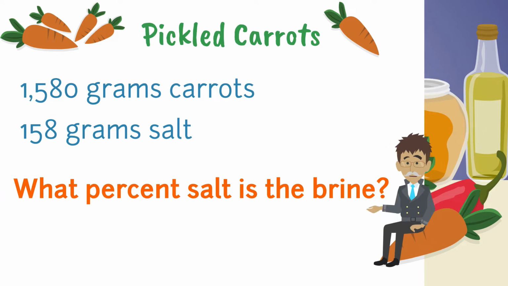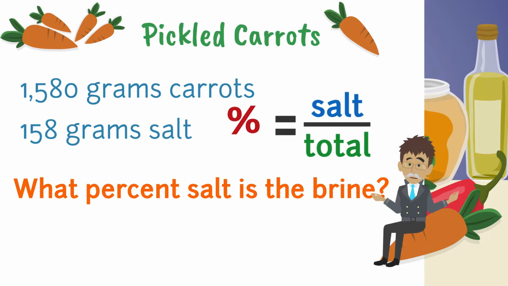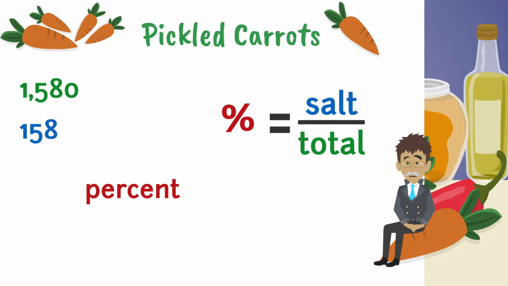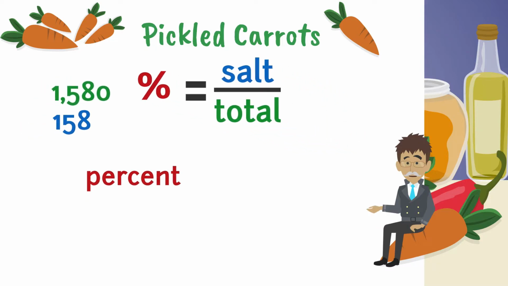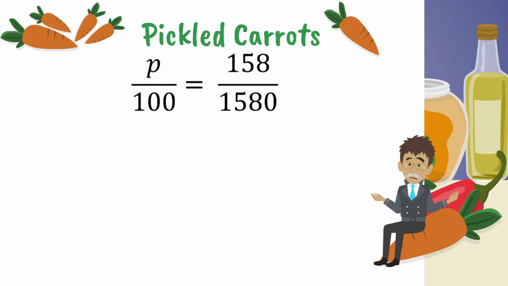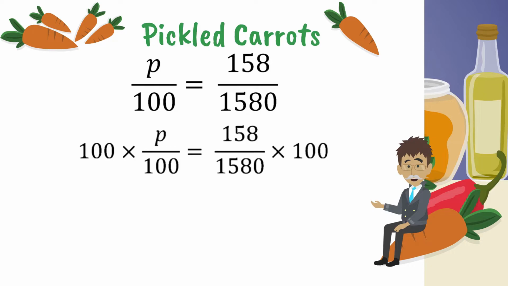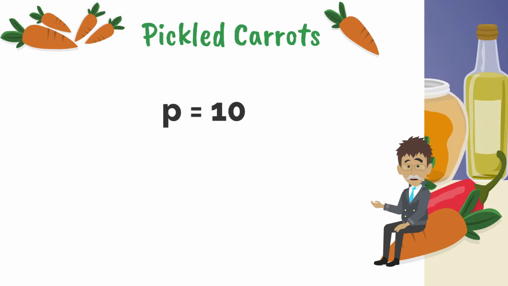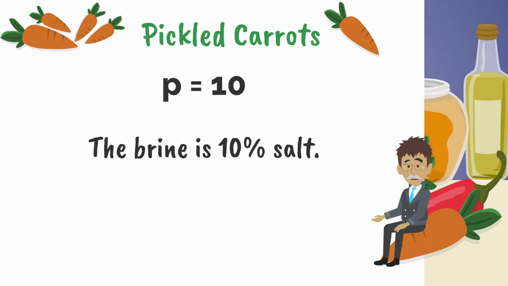We know that a percentage represents a part-whole relationship. I will substitute the problem's information into an equation to express the situation. The equation P over 100 equals 158 over 1,580 represents this situation. Multiplying both sides by 100 isolates the P. Simplifying the right side gives 10. Therefore, this brine has 10% salt.